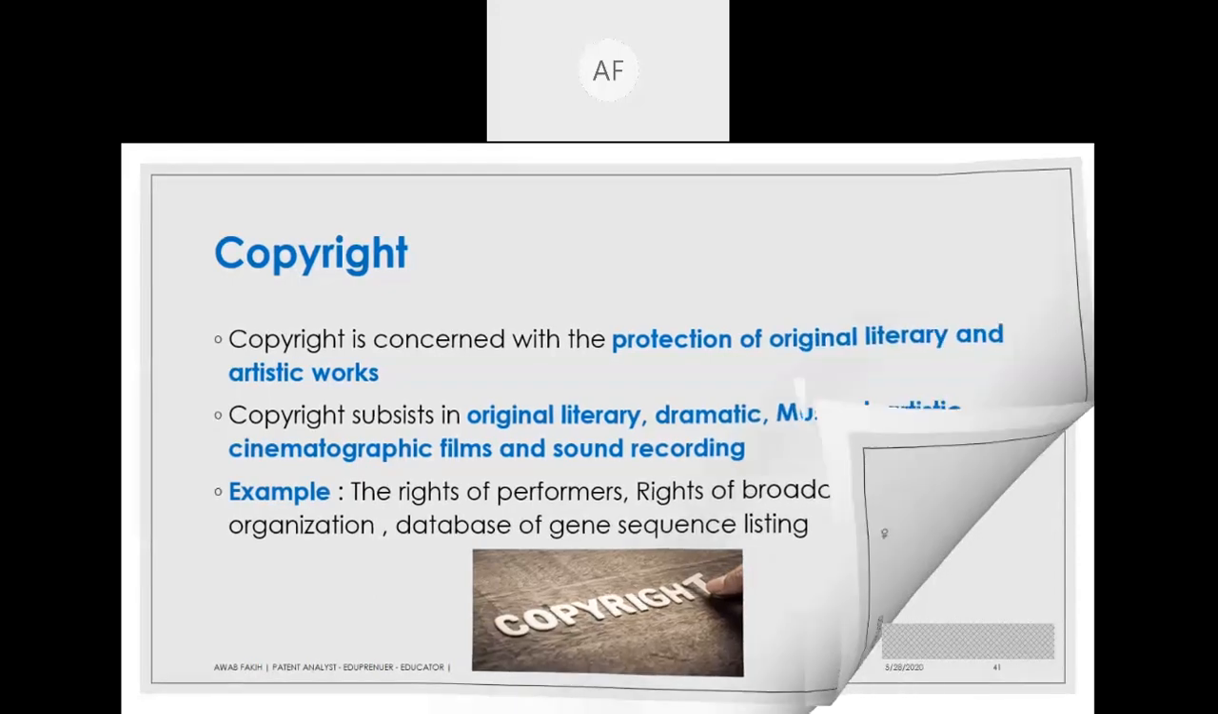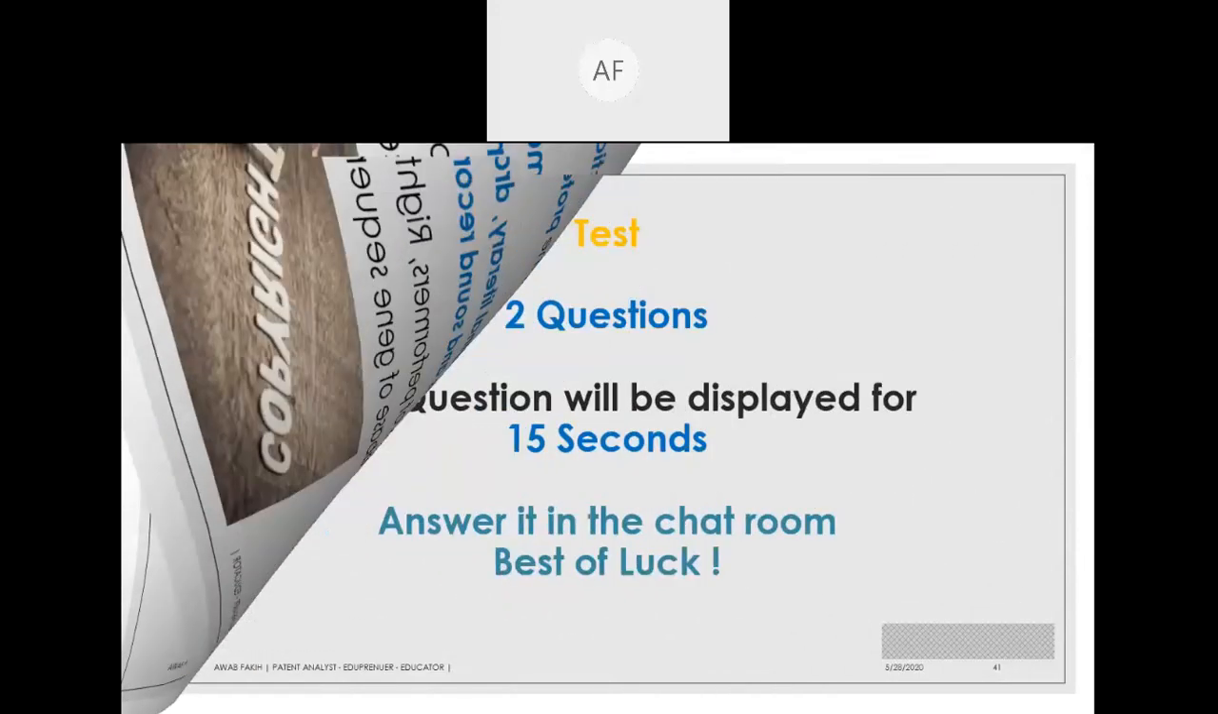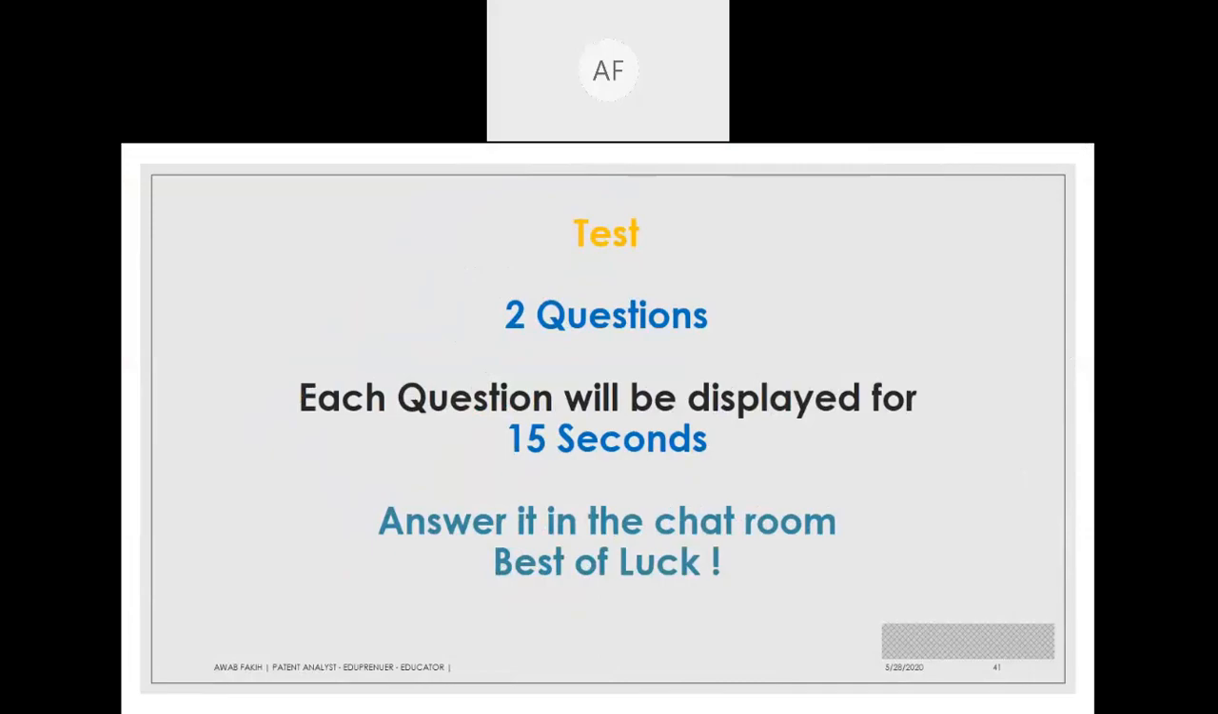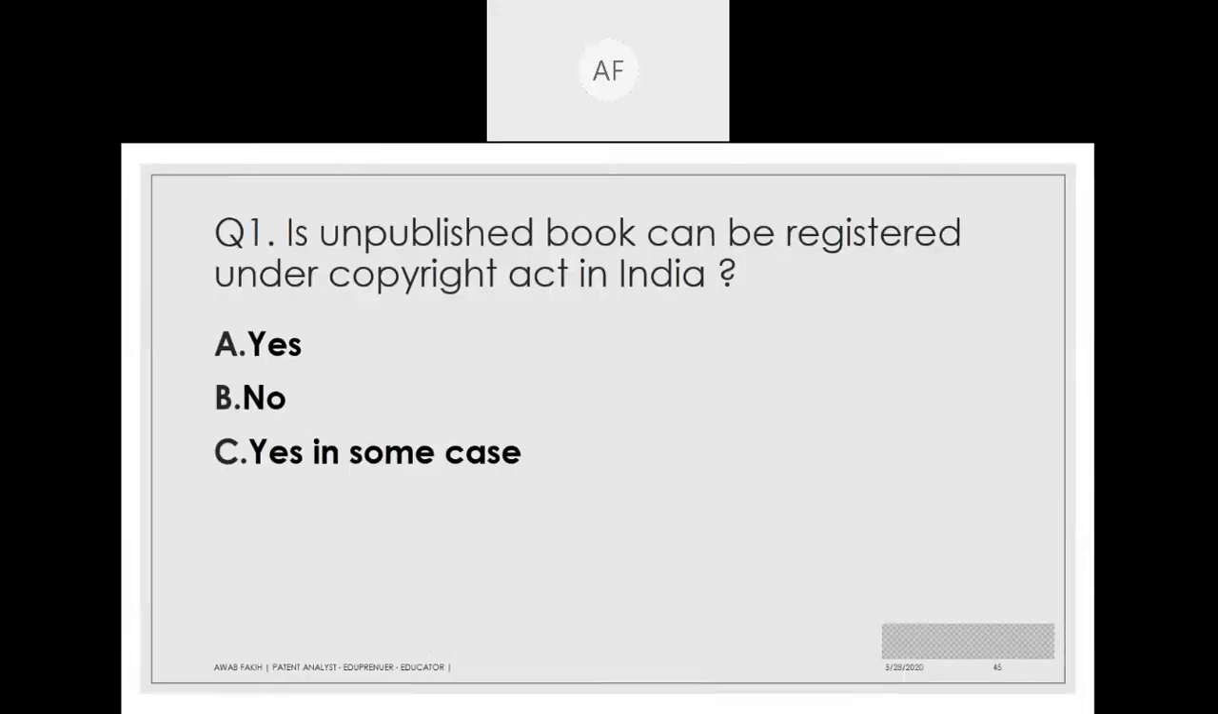So with a brief view about copyright, let's go through a few questions on copyright. We'll be having two questions over here, my dear colleagues. Every question will be displayed for 15 seconds. So you have to answer in your chat room. Just question number, your answer. You will be having questions for all the types of IPR, only a few, among 6 to 7 types of IPR. Best of luck. Here is the question.